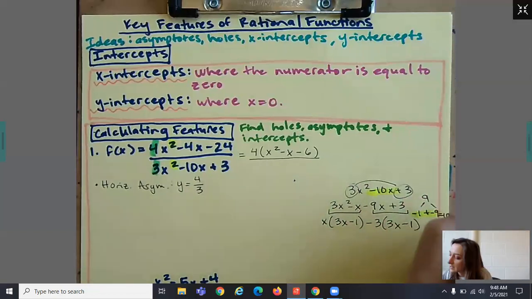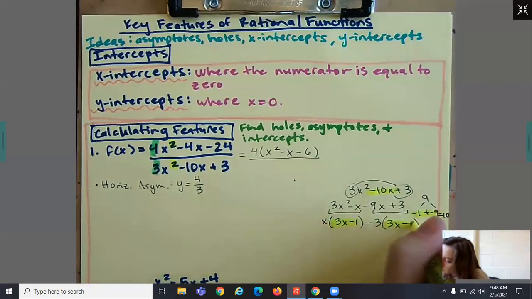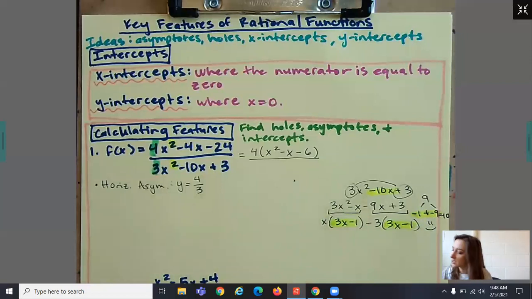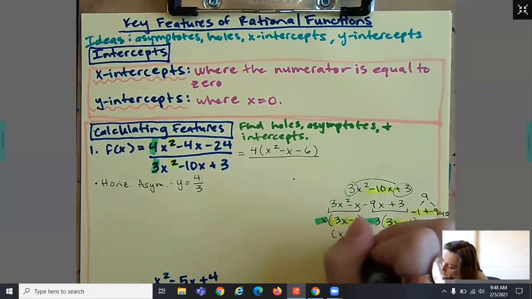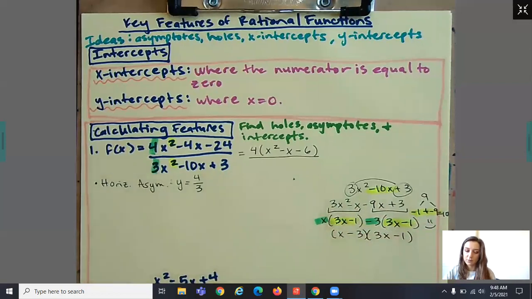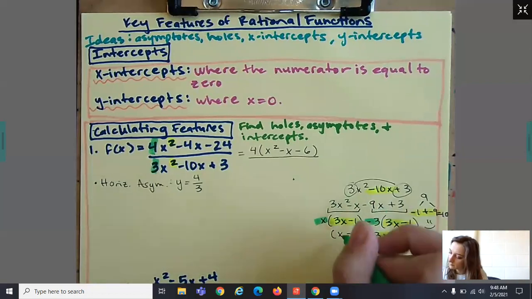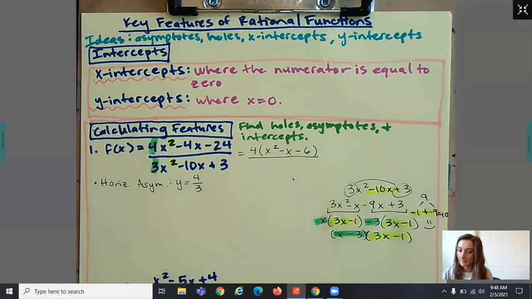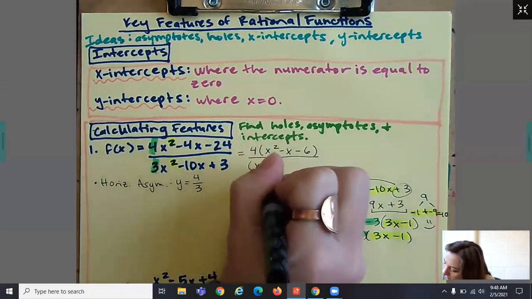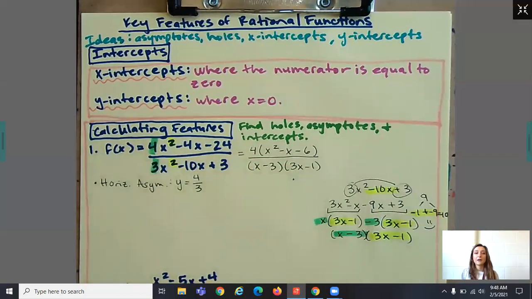You know you did this problem correctly if you get to the same factors inside of the parentheses. So here's one of your factors, and then the other factor is just these two numbers right here. So it's going to be x minus 3, and 3x minus 1. Okay, so we're going to rewrite this up at the top with our answers. There we go. So we're going to have x minus 3, and then 3x minus 1. Okay, but we're not done yet because we still have not factored the numerator.